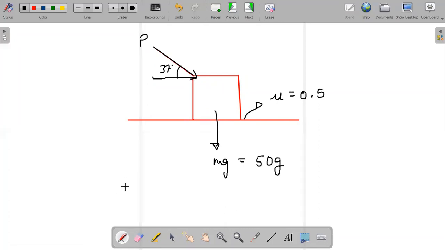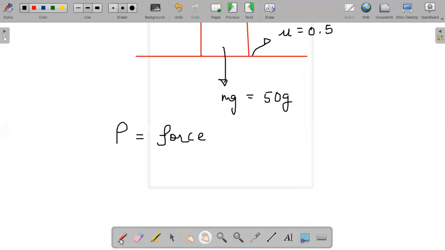So in this case, what is the P? What is the force applied such that this body will be in motion? So for this force in the horizontal direction, the force that is causing the motion should be equal to the friction force.